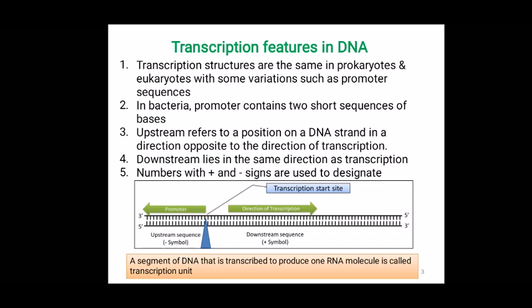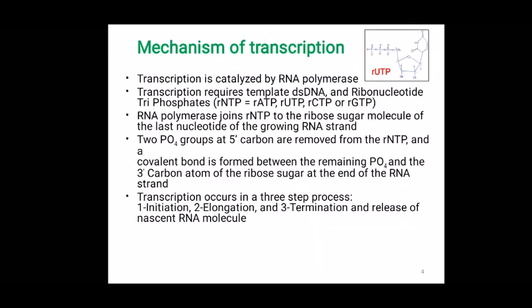Usually promoters are present in the minus region, that means the upstream region, and the transcribed mRNA sequences are present in the downstream region. A segment of DNA that is transcribed to produce the RNA molecule is called a transcription unit. So, in continuation, the mechanism of transcription.